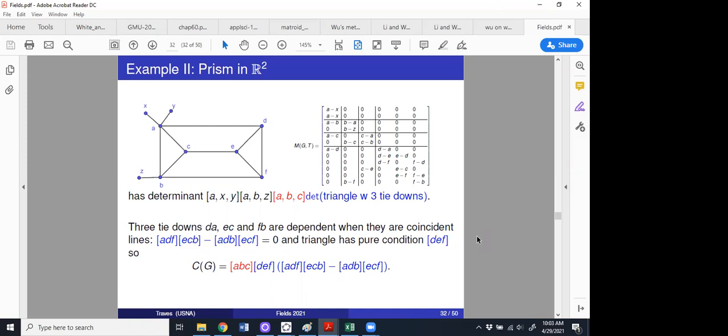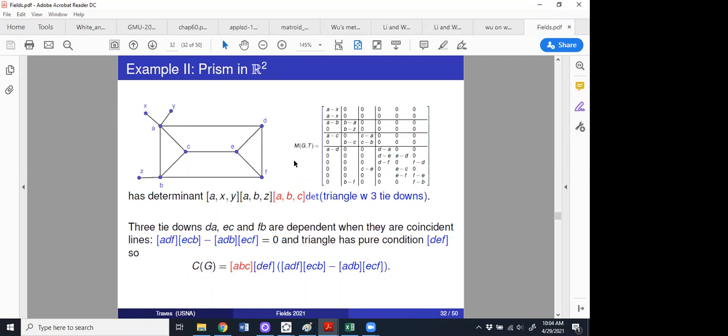Let's start where we stopped last time. I'd like to do another example of a framework in the plane. And this is the famous triangular prism framework. You can see it pictured here. It's got two triangular faces, and they're connected by three bars. And we'd like to study the pure condition.